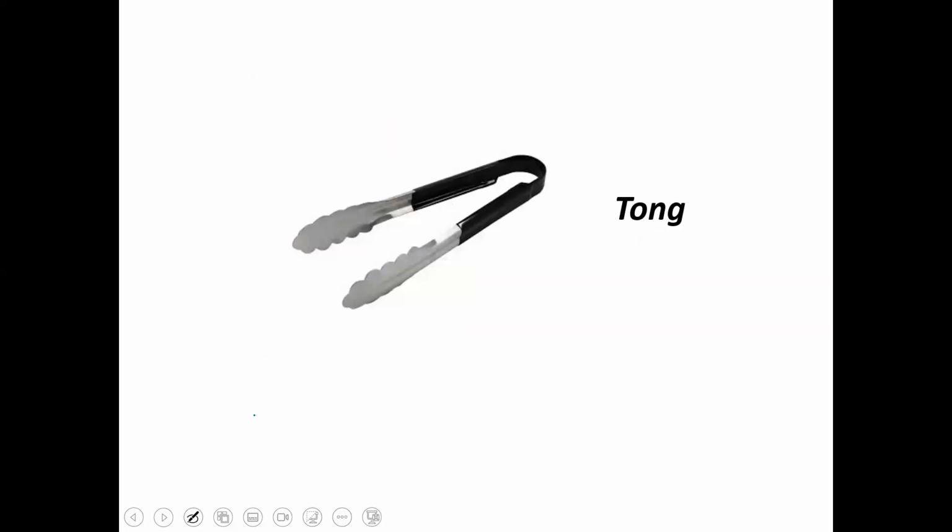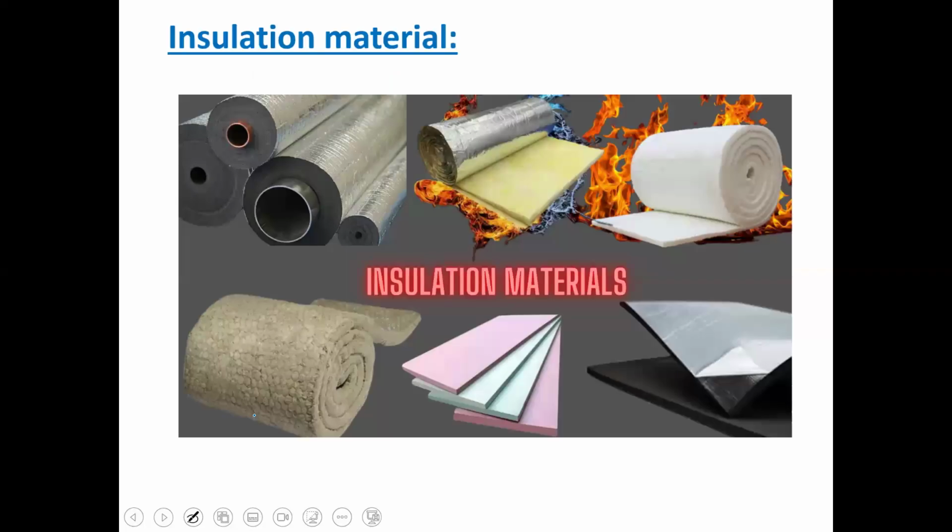Tongs. Why are the tongs there? Because you are going to handle a hot cylinder. So you need a mechanical hand to handle the hot apparatus. Insulation material. Now we have a choice. We have a lot of choices. Insulation material: aluminum foil, thermopole, some specific plastic sheets, cotton wool, etc. Look at these thermal insulations.